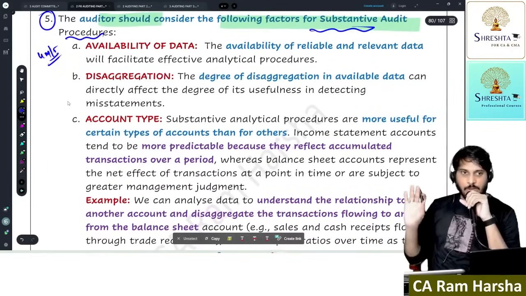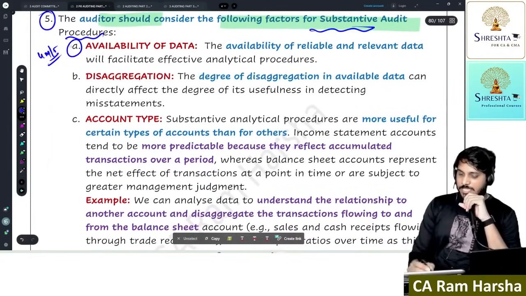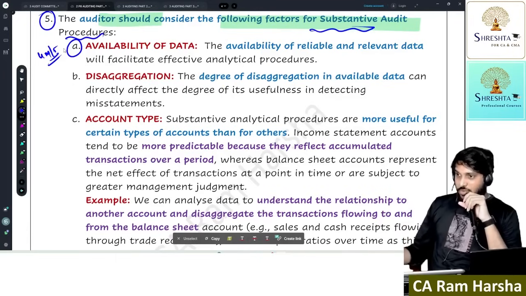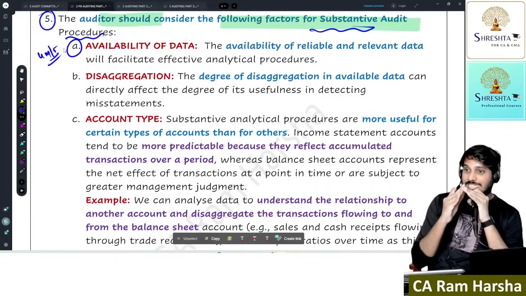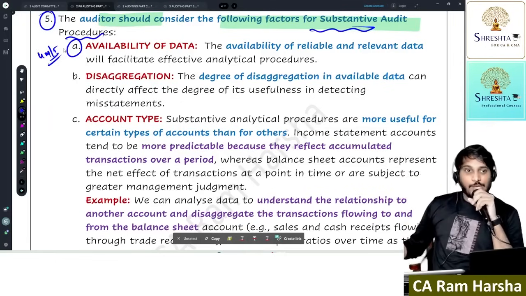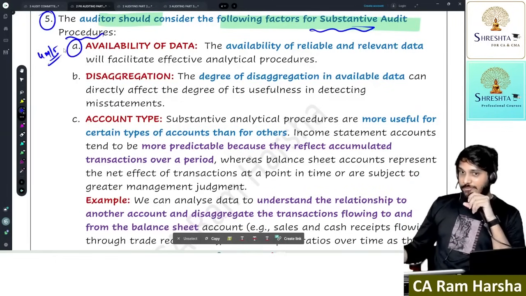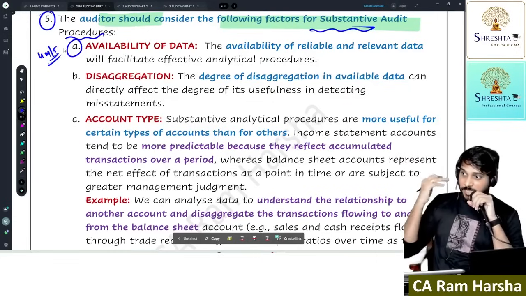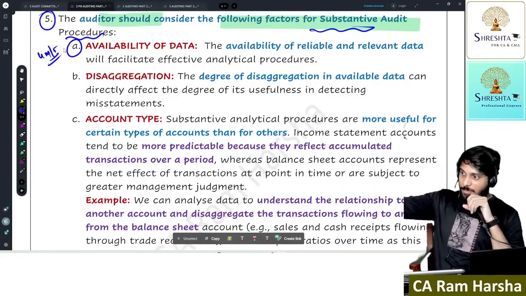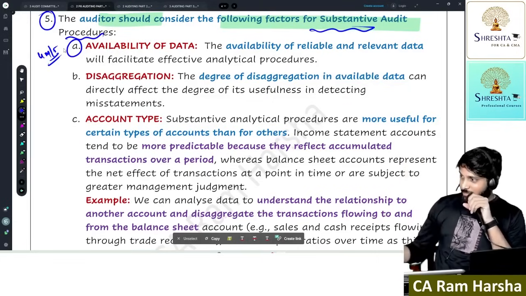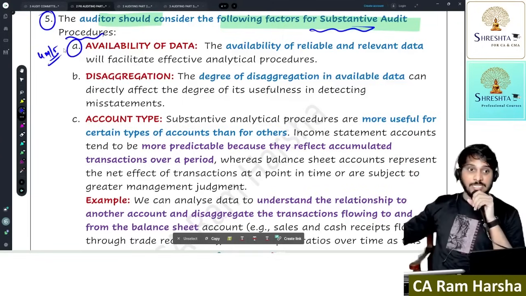First, in order to apply analytical procedure, I must have some background data. Yes or no? And remember, I can apply analytical procedure only if I can disaggregate the data into multiple parts. Example, first in the P&L I found huge variation in operating expenses. Then I asked for the breakup. Then they gave me the breakup for each operating expenditure, repairs and maintenance. That alone is not sufficient. I want the breakup month wise.